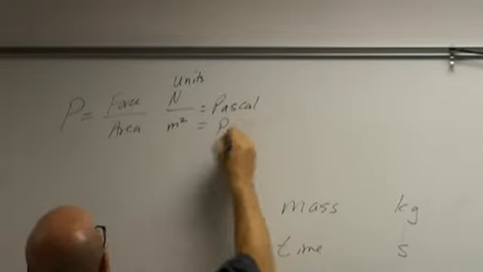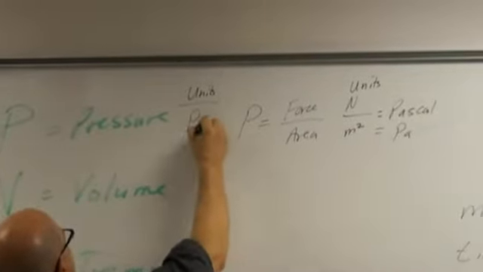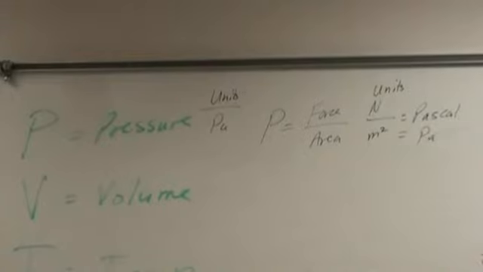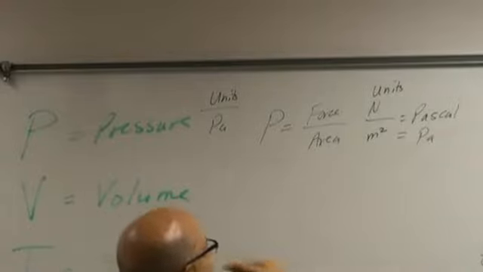Or just Pa. So our pressure is in units of pascals. Not kilopascals, just pascals. The problem is that means that whenever we use atmospheres or torr or something else, we have to change it all to pascals in physics. It's a unit issue. All right?